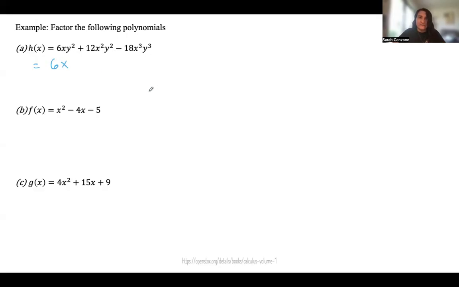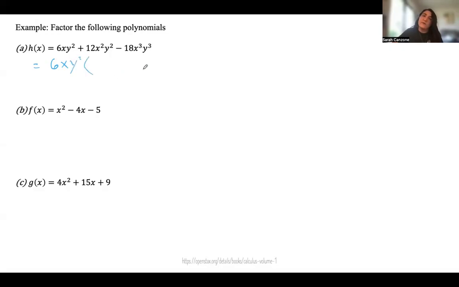You can't take anything else out because the greatest number you have in this term is just 1. All right, lastly, we have this term with a y. We have y squared here, and y cubed here. Well, we could take a y squared out of this, out of that, and out of that last one. We can't take y cubed out of the first two. And so the greatest common factor of the y's is y squared.